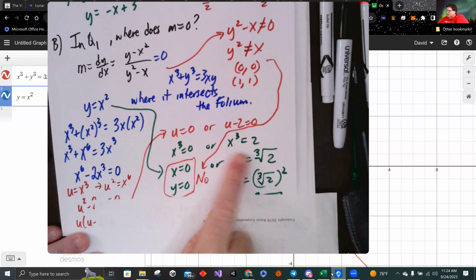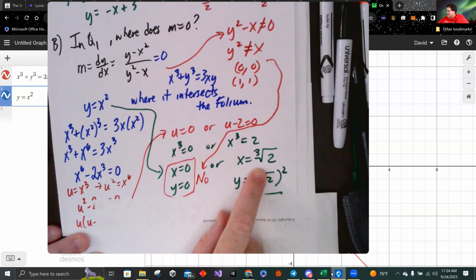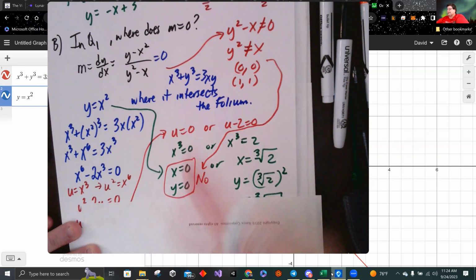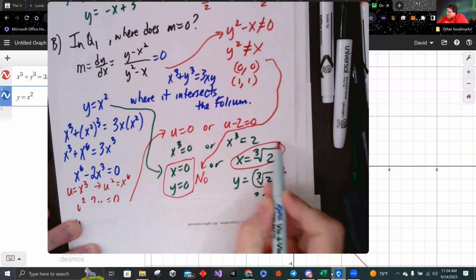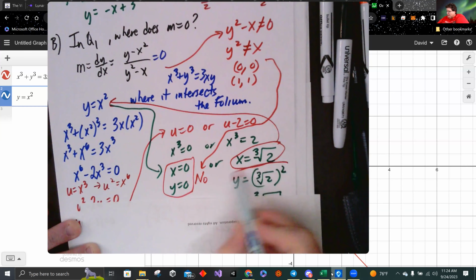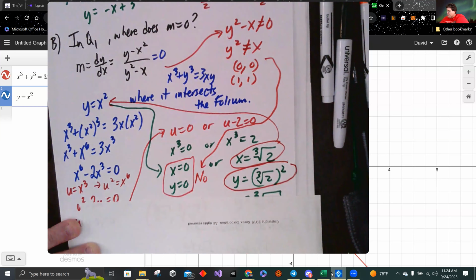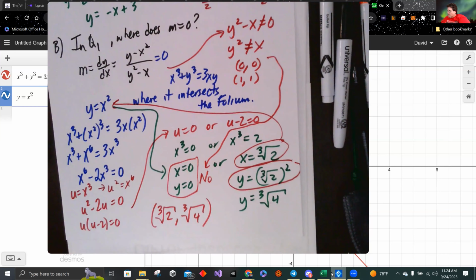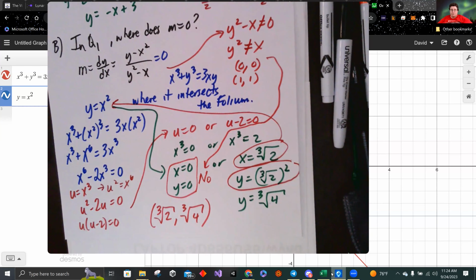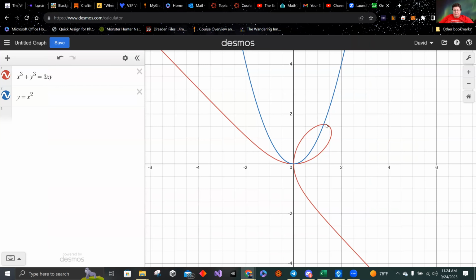We have x cubed equals 2. We can solve for x by taking the cube root. Rather than plugging it in up here, I'm going to take x equals the cube root of 2 and plug it into y equals x squared, and that's what I got here. The cube root of 2 squared, because we're squaring it. And so I get y equals the cube root of 4. So that's where our value is. That was that weird point we had: the cube root of 2 and the cube root of 4, over here graphically on the line.